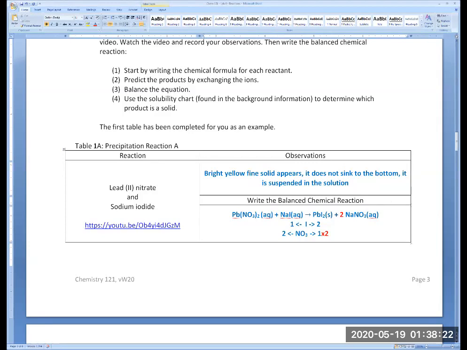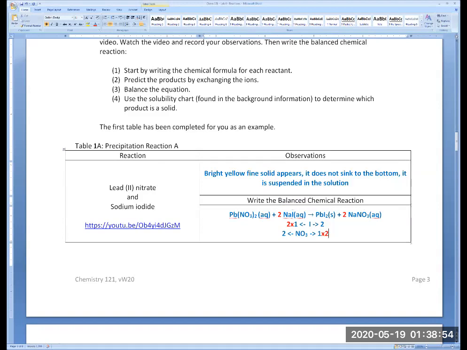And so that will make 2 NO3 on the right, and that balances NO3. And then let's balance iodine. We have 2 iodines on the right, 1 on the left. So we want to multiply by 2 on the left so that we have 2 on both sides. And that coefficient 2 will have to go in front of NaI. Why? Because NaI is the molecule that has the iodine, right? So it has to be there to make it 2 iodine. And this way, we have balanced iodine and nitrate.